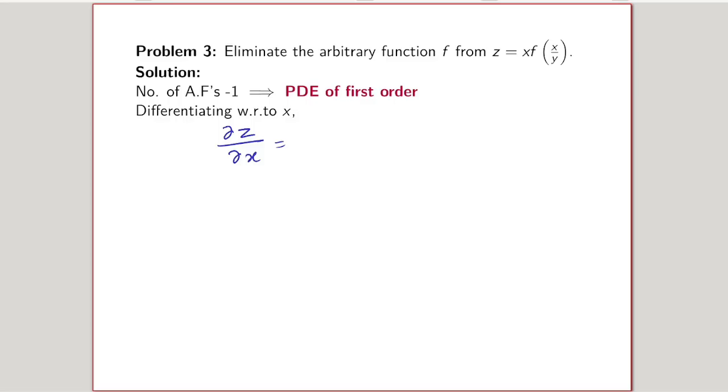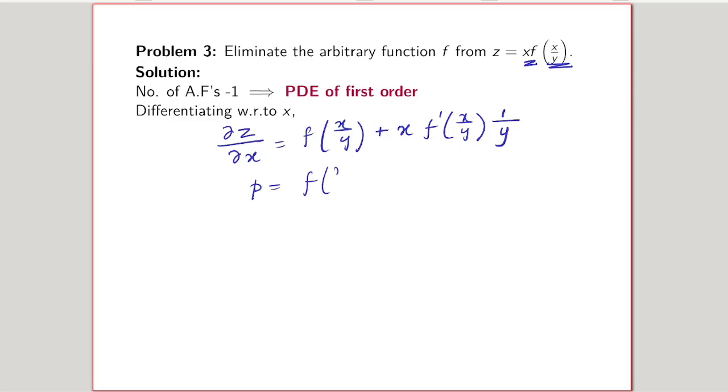In right hand side, note that here also we are having x and here also we are having x, so we have to use product rule. So first let us differentiate x alone. So it will be 1 into f of x by y, plus x into f dash of x by y into, if we differentiate x by y, we will be getting 1 by y. So this can be written as p is equal to f of x divided by y plus x by y into f dash of x by y.